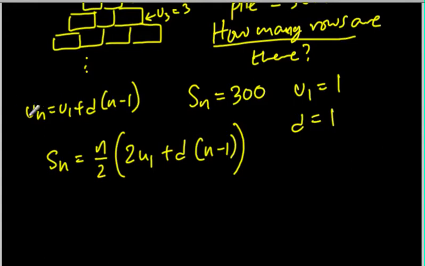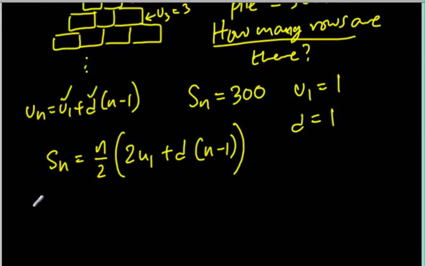The reason why we can't use the sequence formula is because even though we know u1 and d, and we're trying to find n, we don't know what un is. We don't know how many boxes are in that last row. If we did, you wouldn't even have to know that there are 300. But we know that u1 is 1 and d is equal to 1. So how do we find n?